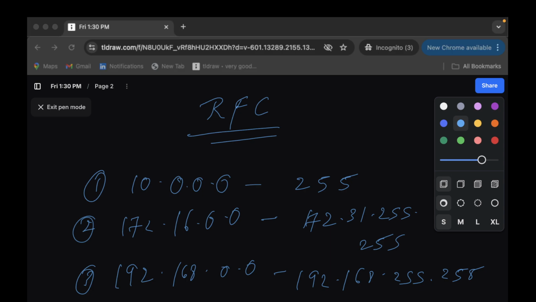RFC is basically a governing standard. The thing to understand is why we have reserved only these. First, they are very easy to recognize and allocate. These are non-routable. If you send data here, it's going to stay inside.